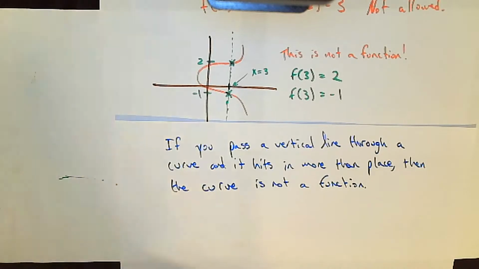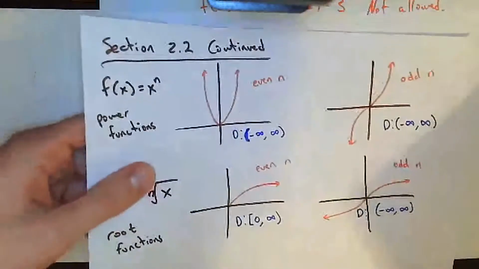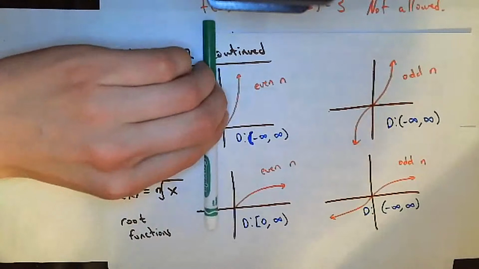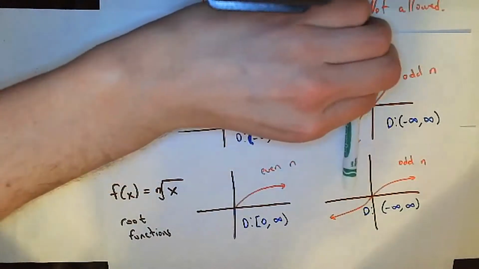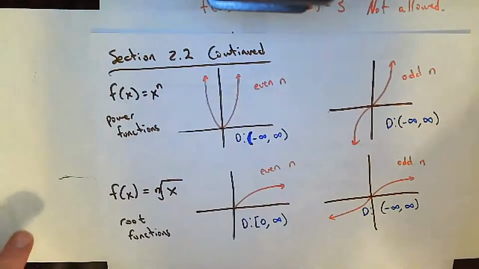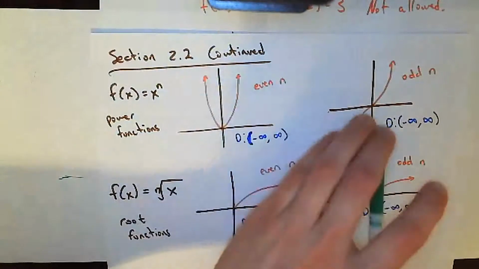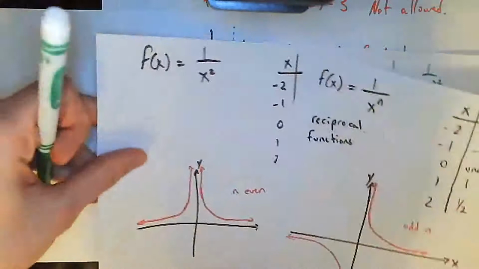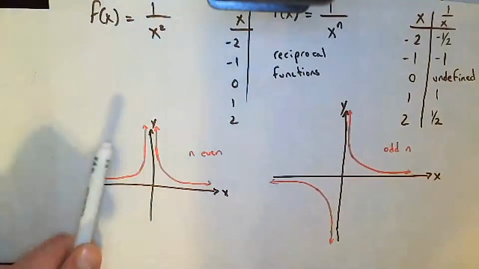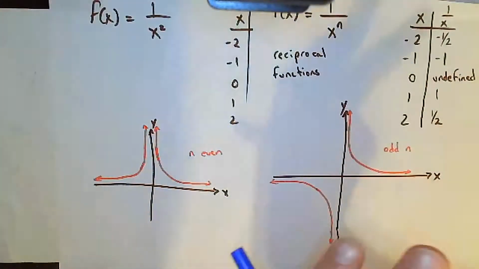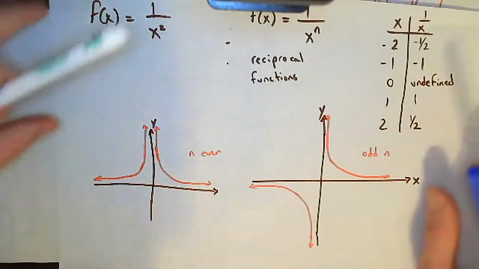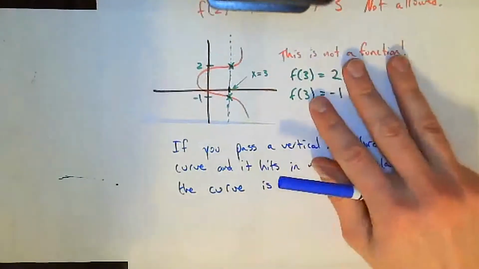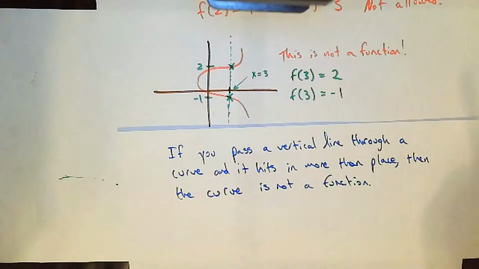All the shapes that we've talked about in 2.2 are functions. Because if I pass a vertical line through them, I'll only hit them in one place, right? Some of them get kind of close because they get steep, but they're definitely functions. All of these are functions. Same for these guys, right? They're all functions. They don't double back on themselves. Different to this thing that I drew here, which doubles back on itself, so it's not a function.